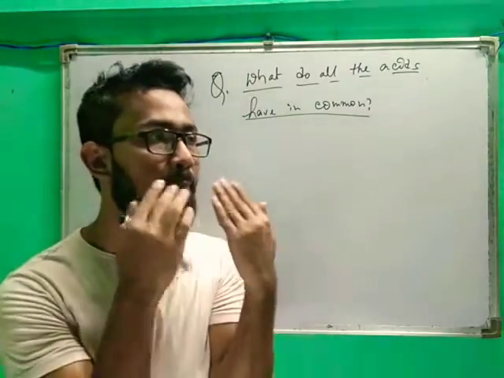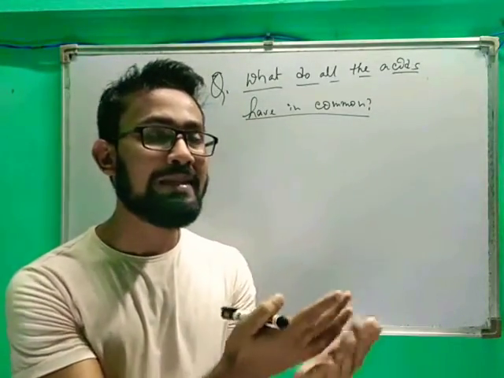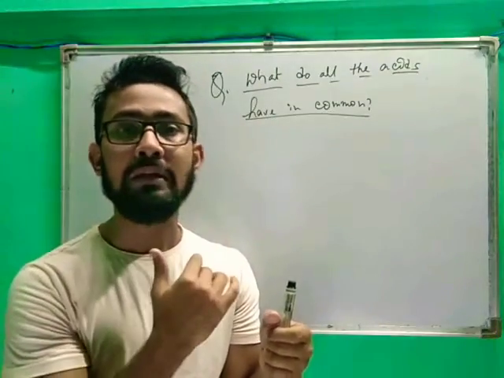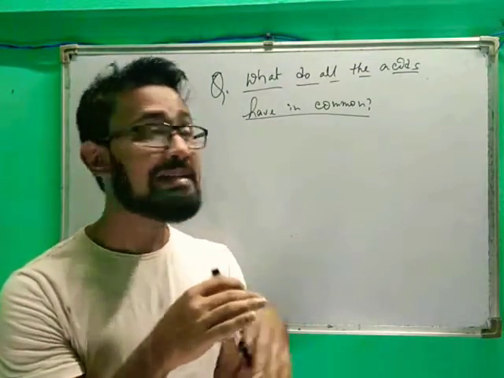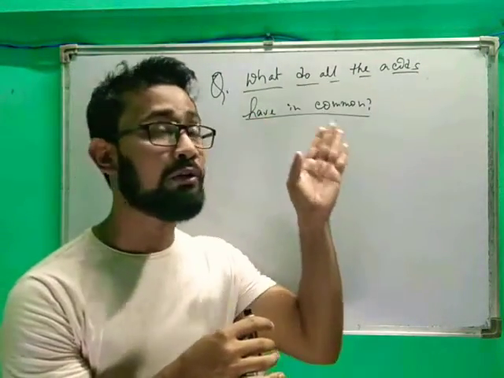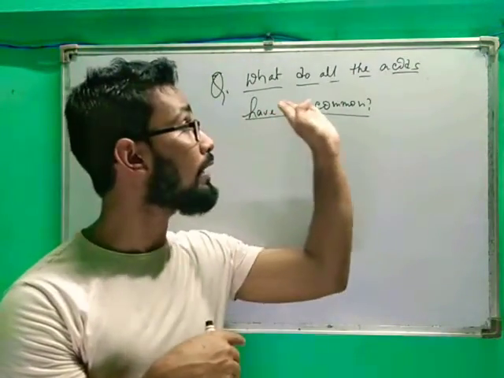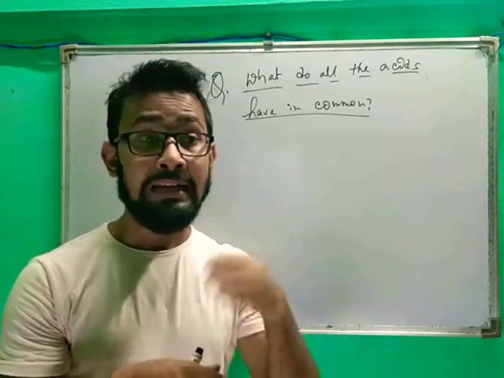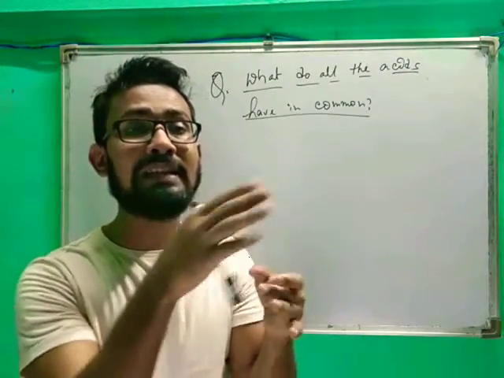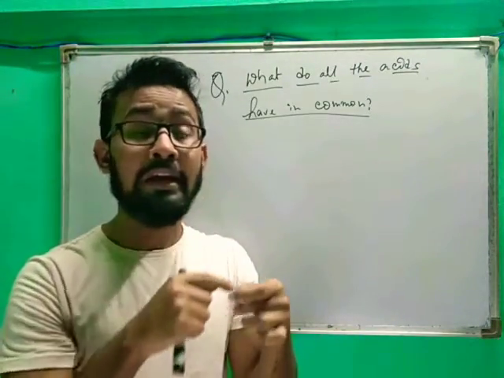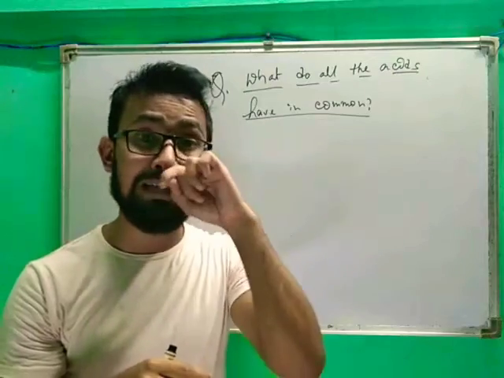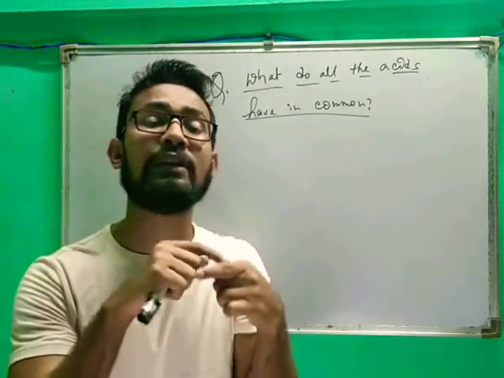For example, if I am producing something, that means that thing is present in me. I am giving lectures about what all acids have in common, which means I know about acids and what they have in common. If somebody is producing something, that thing is present in them. So if acid is producing hydrogen gas, that means acid contains hydrogen.